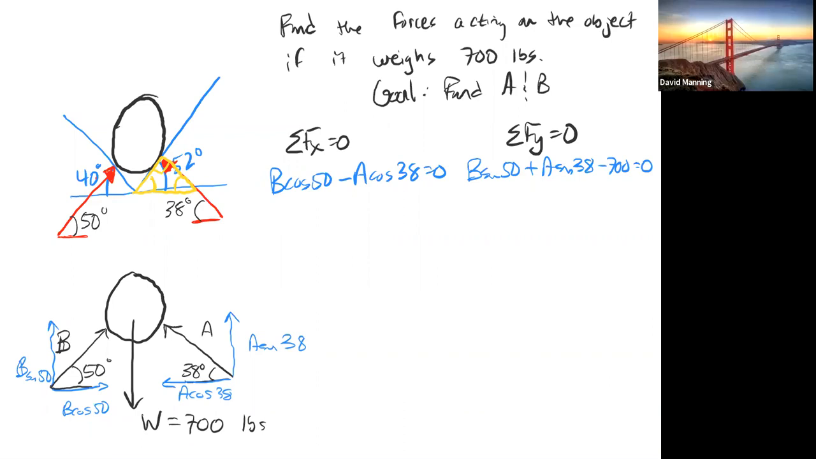So now we got to solve for A and B. We got 2 equations. So what we're going to do is set the x equal to each other. So we're going to say B cosine 50 equals A cosine 38. And we're going to make a ratio. B equals A cosine 38 over the cosine of 50. You follow me?